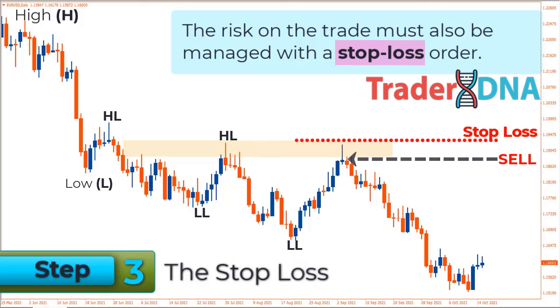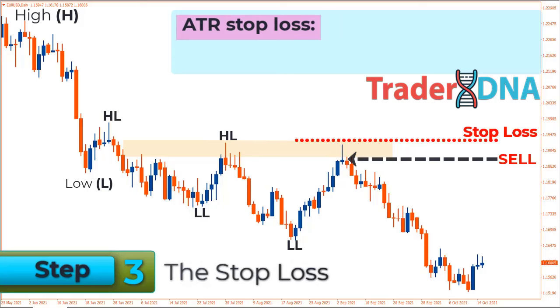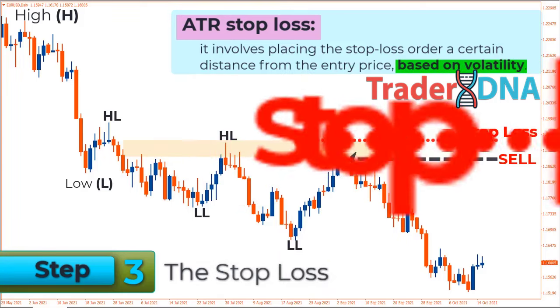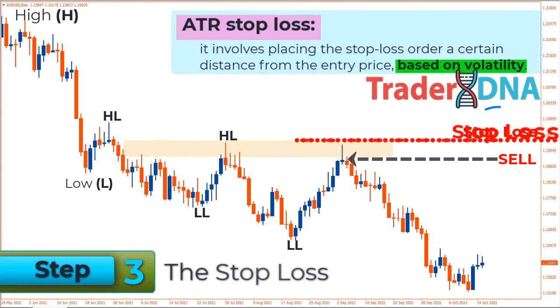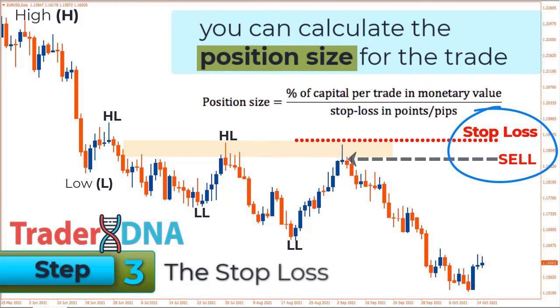Another method is called the average true range or ATR stop loss. It involves placing the stop loss order a certain distance from the entry price based on volatility. So, establish where your stop loss will be. Once you know the entry and stop loss price, you can calculate the position size for the trade.